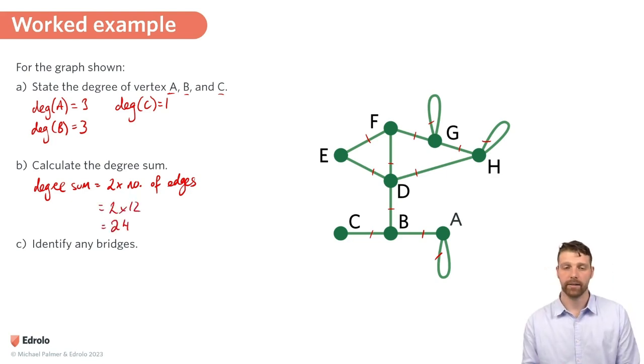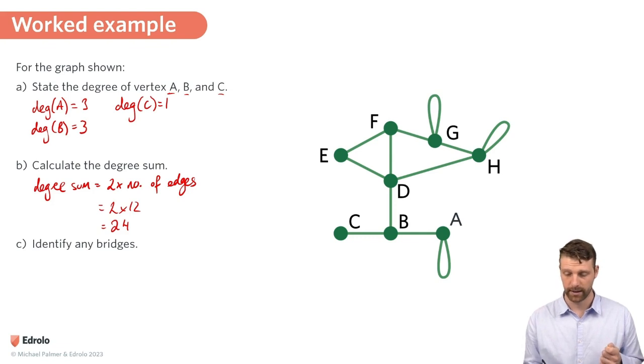You could verify all the individual degrees of each vertex and then add them up, and you should get that there's 24. So I'll leave that for you to do if you don't believe me about the formula. Last part in C is to identify any bridges. So I'm just going to clean the diagram, and I'm just going to point out where the bridges are. It takes just a little bit of practice to spot them.